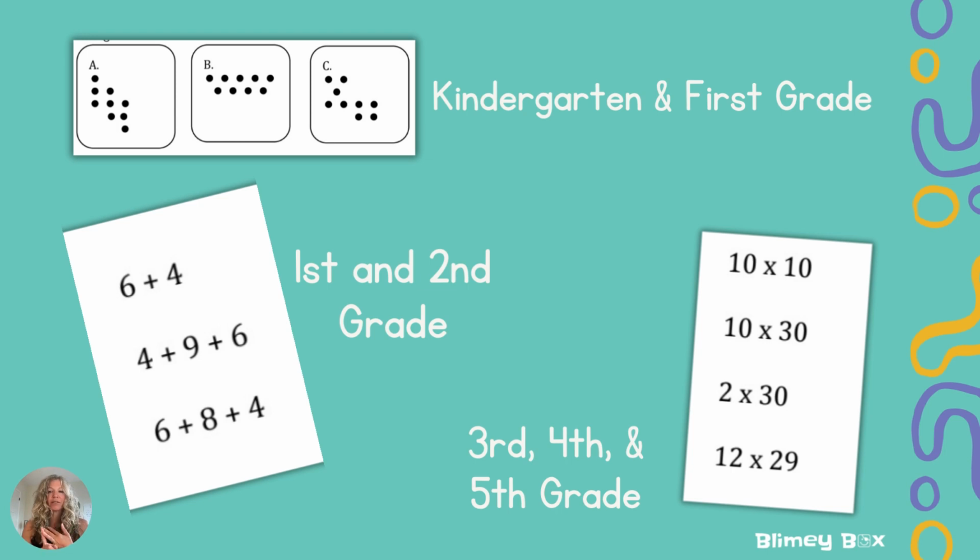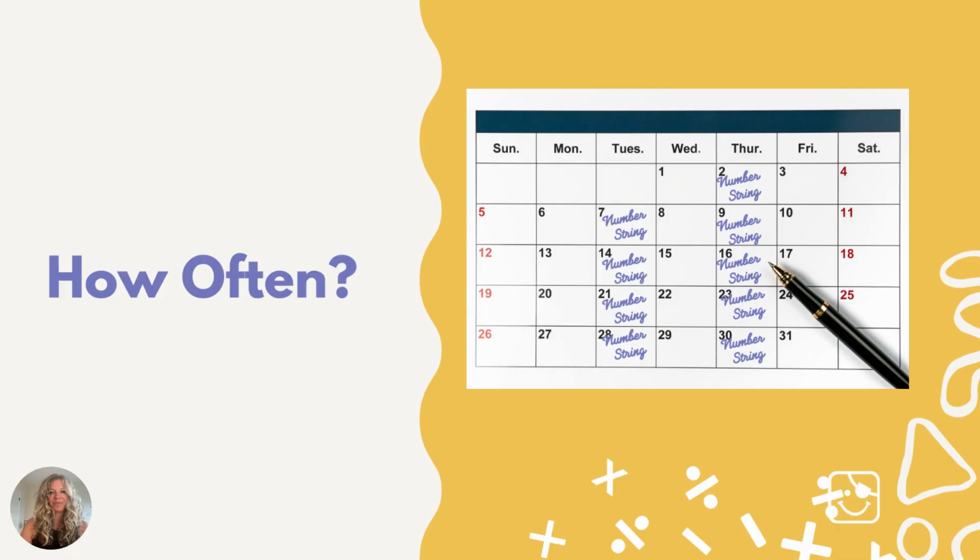It helps kids start learning strategies like making 10 or using landmark numbers and place value strategies. For third, fourth, and fifth grade, we continue practicing those addition and subtraction strategies using a little bit more robust numbers and a little bit higher levels of number strings, but then they also start to include multiplication and division expressions.